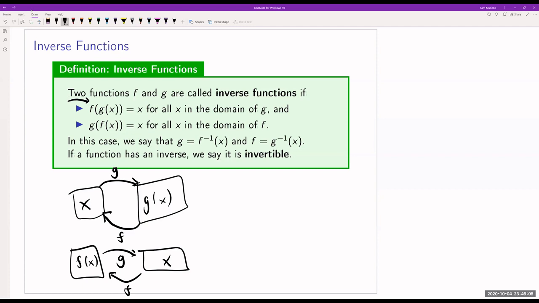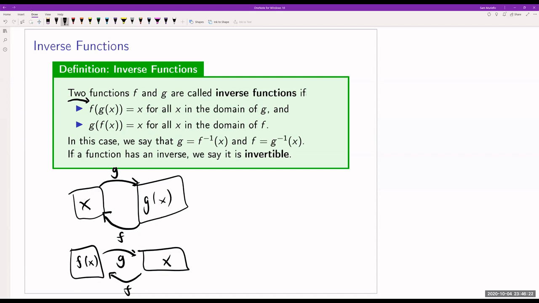So it doesn't matter which side we start on, which side we call x, passing through one function and then passing through the other function will get me back to the original, and it doesn't matter which one I start with. As long as I do one function and then the other, I'll reset.